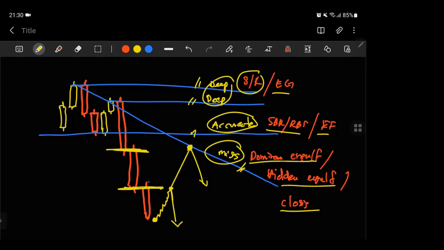So the reason why here is possible is because inside this there is a breakout at lower time frame.